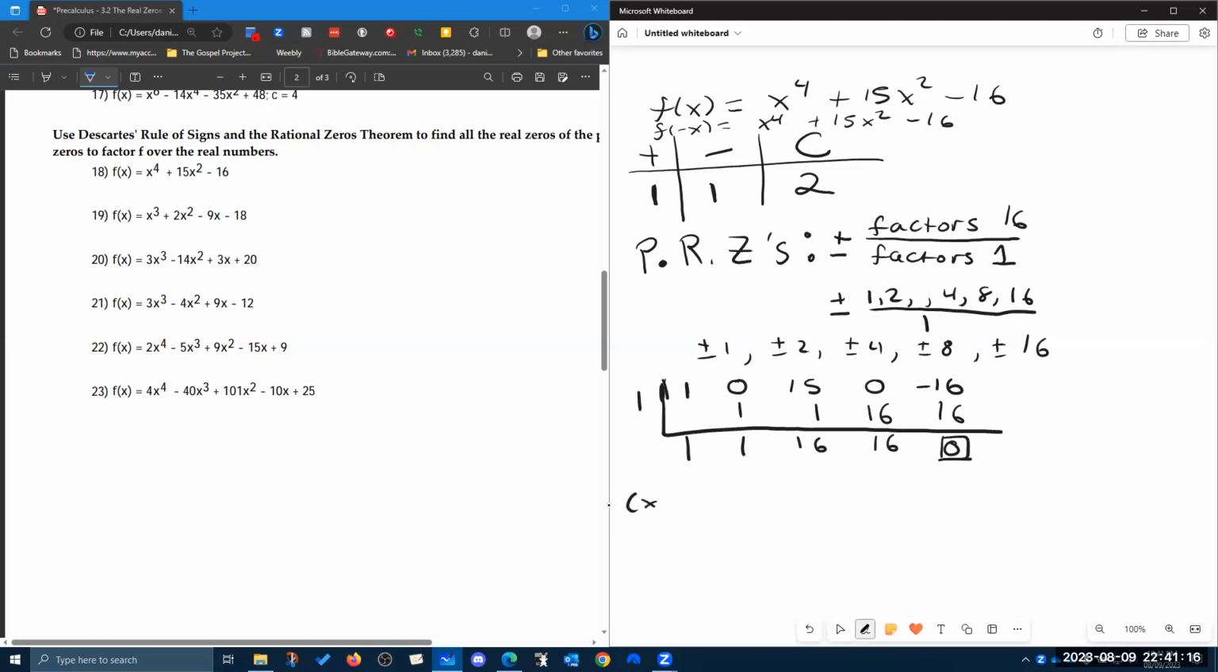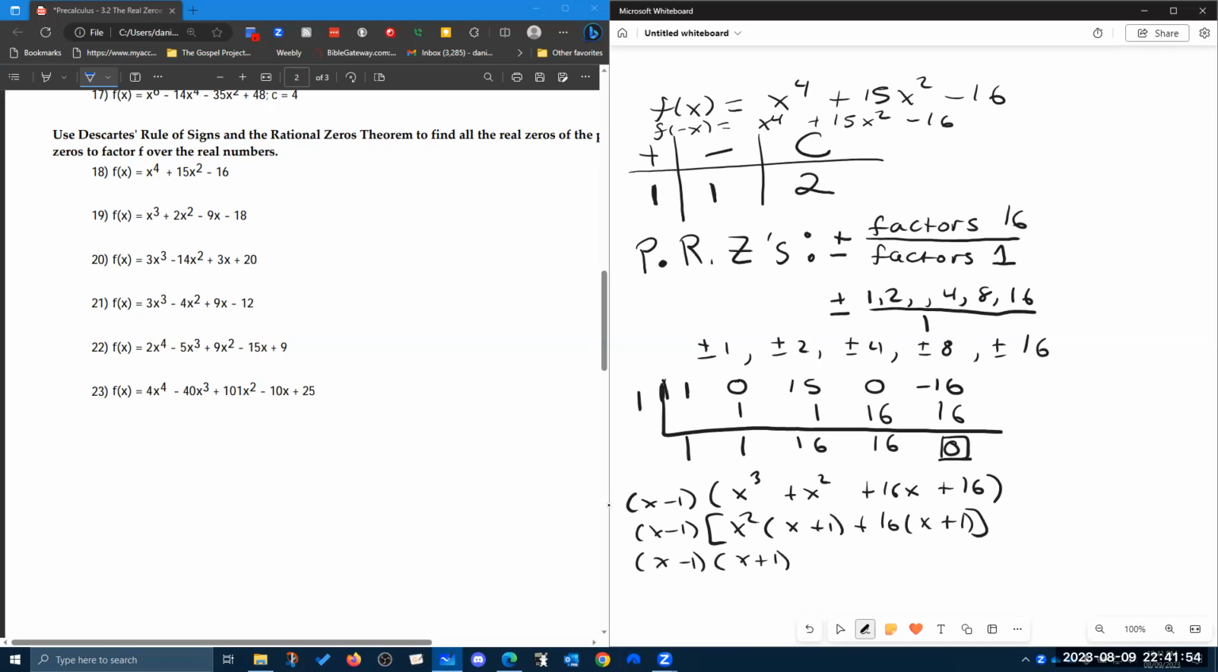And so this is going to be x minus 1 times x to the third plus x squared plus 16x plus 16. I want to go ahead and factor this completely. x minus 1 times x squared times x plus 1, plus 16 times x plus 1, is going to give me x minus 1, x plus 1, x squared plus 16.